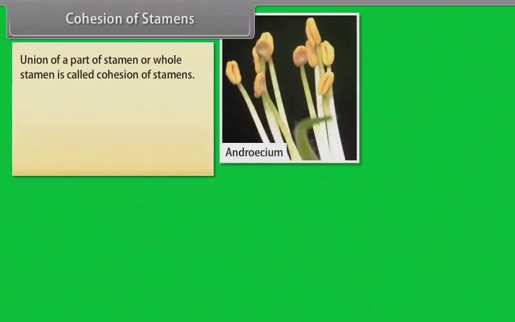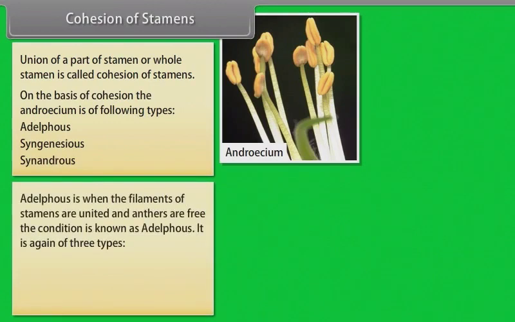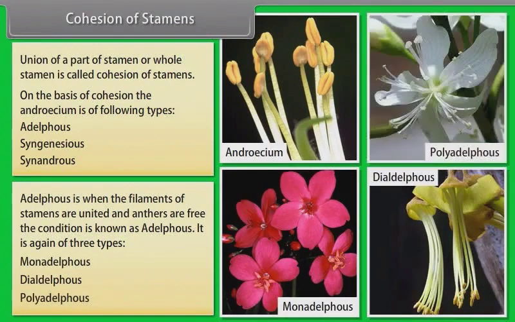Cohesion of stamens. Union of a part of a stamen or whole stamen is called cohesion of stamens. On the basis of cohesion, the androecium is of the following types: adelphous, syngenesious, synandrous. Adelphous is when the filaments of stamens are united and anthers are free. The condition is known as adelphous. It is again of 3 types: monadelphous, didelphous, polyadelphous.